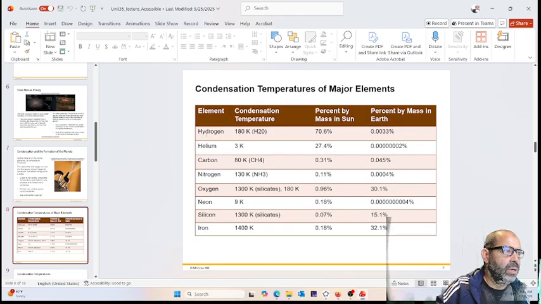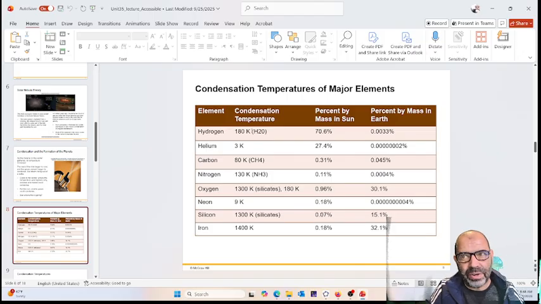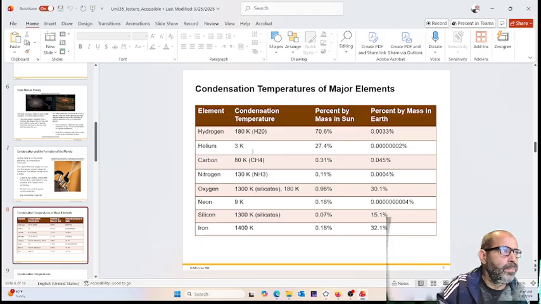If I look at the materials in here, starting from hydrogen, for example, its condensation temperature is around 180 Kelvin. That's a reminder, 0 Kelvin is around negative 273 degrees Celsius. So when I say 180 Kelvin, it's still a negative temperature in degrees Celsius, okay? It's a very, very cold temperature, because at 273 Kelvin is when water freezes, which is 0 degrees Celsius or 32 degrees Fahrenheit. For helium, it's even lower, 3 Kelvin.